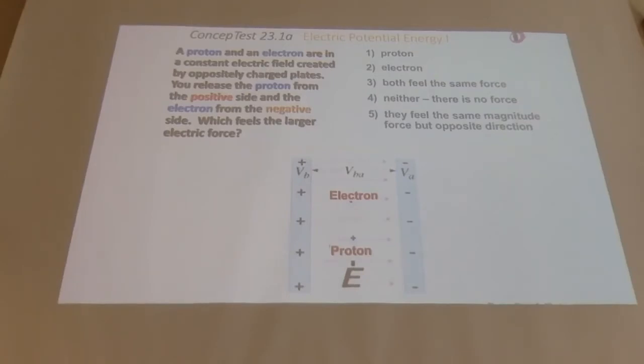They feel the same magnitude force, but opposite direction. I would agree with that. Number 3 is meant to trick you just a little bit. But keep in mind, force is equal to Q times E. A proton and an electron have the same Q, and they're in the same E. So they're going to feel the exact same force, but they're going to want to go opposite directions in the electric field. So let's quickly draw that in. The proton is going to be pushed this way, and the electron is going to be pushed that way. So that's a little bit of a review question from last chapter.